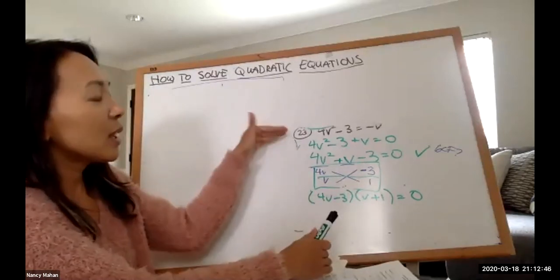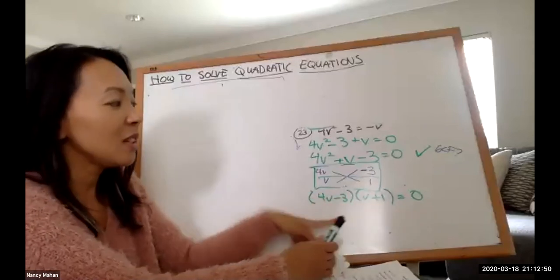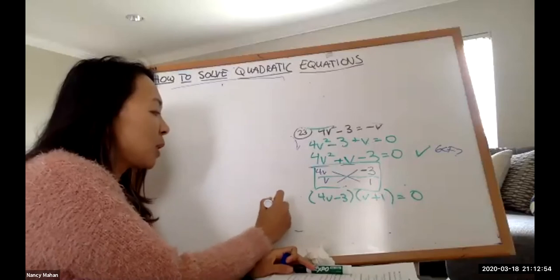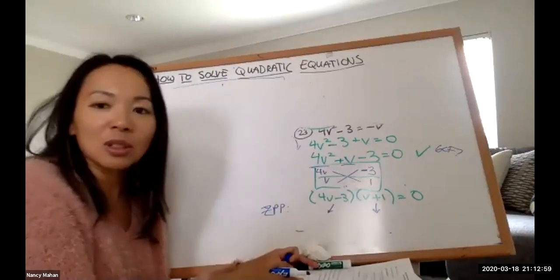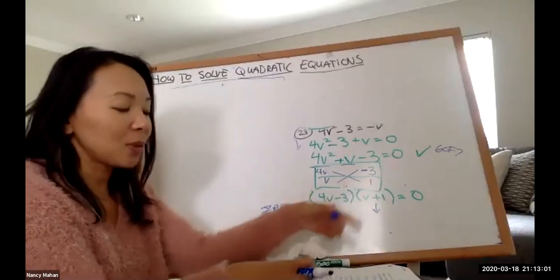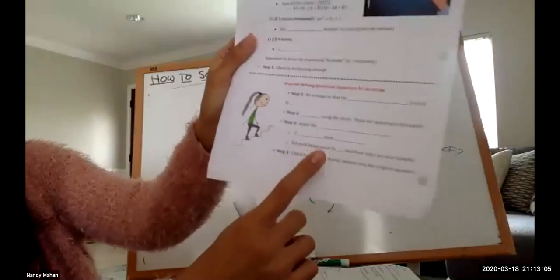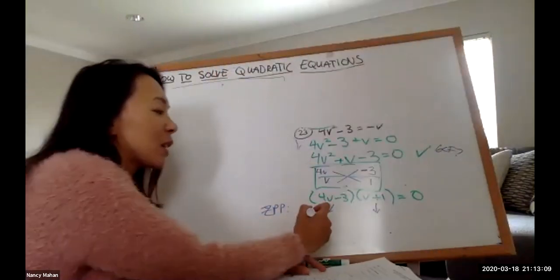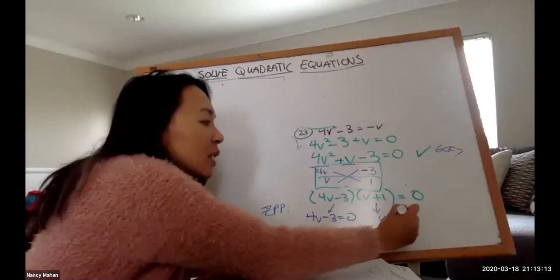All right, so with number 23, I have this times this equals 0. We had factored it. Now I'm going to use the ZPP. So using the ZPP, I'm going to set this equal to 0 and set this equal to 0. So I set each factor equal to 0. That's why it says here, set each factor equal to 0 and then solve for your variable. So 4v minus 3 is equal to 0, and v plus 1 is equal to 0.